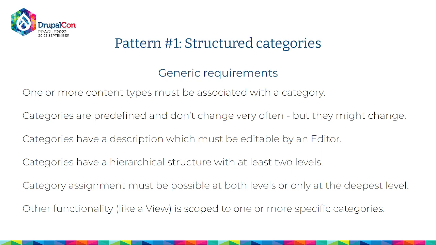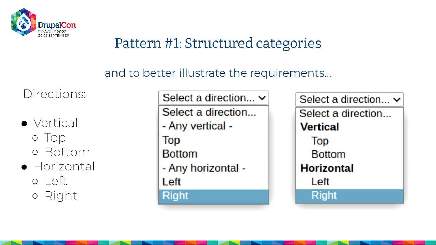There might be a hierarchical structure, let's say at least two levels. The assignment of such a category must be possible at top or deepest level, or you might want to force your users to choose the deepest level, and you might build functionality around it, like a view that is scoped to one of those specific categories or more. And this is what I'm talking about: structured categories.